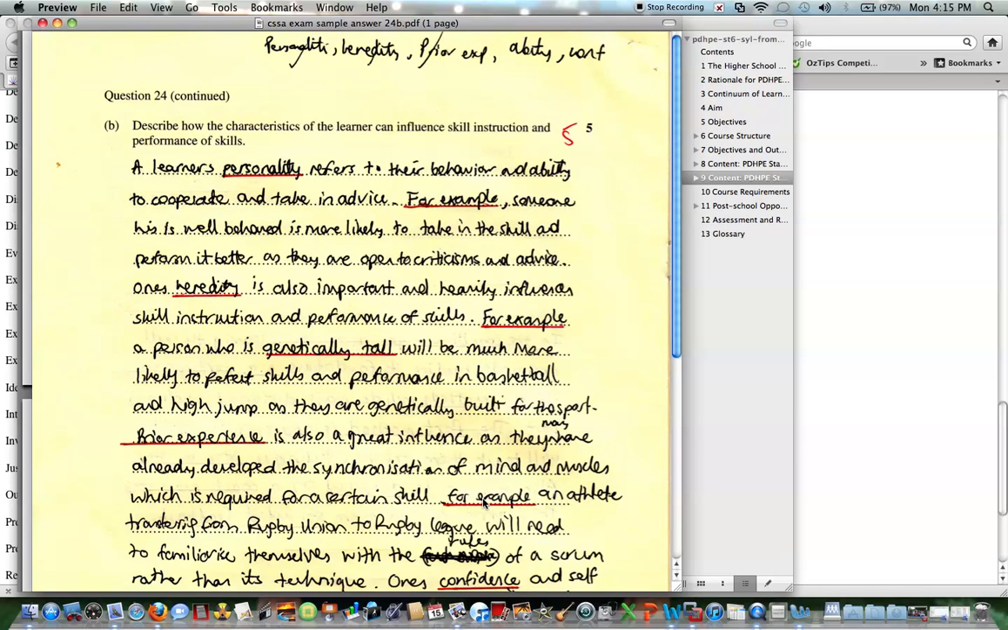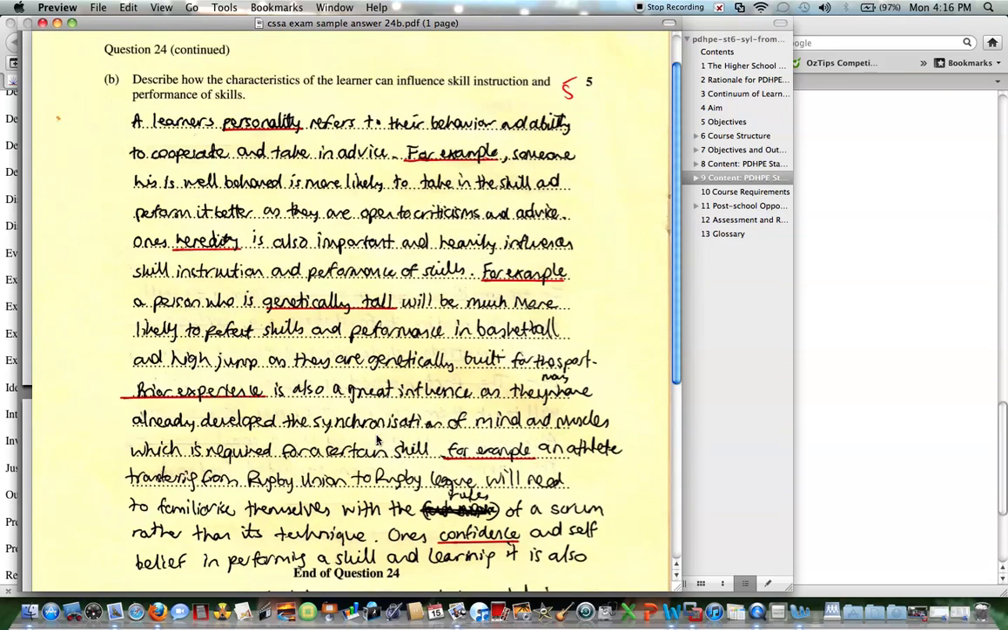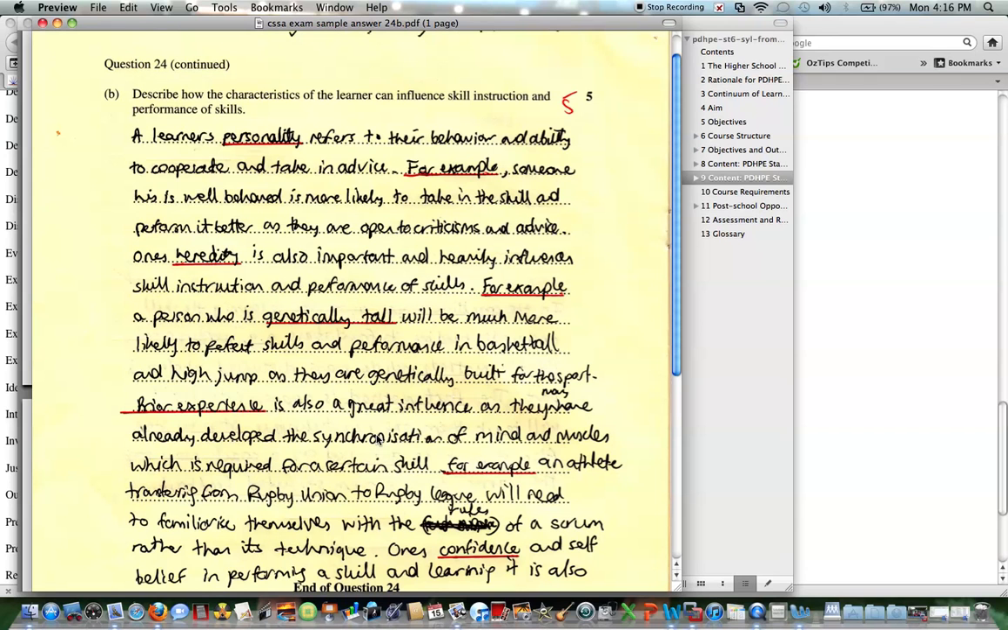What was good about this answer, and what makes it the sample answer, and what students should aim to achieve, is that it clearly provides the characteristics and features of each aspect of the learner. We have the personality, hereditary, prior experience, confidence, ability. It goes through and explains each aspect. But it also, through examples, clearly illustrates the influence on performance and or instruction. So not only does it say what it is, but it includes an example to show how it can influence skill instruction and performance.